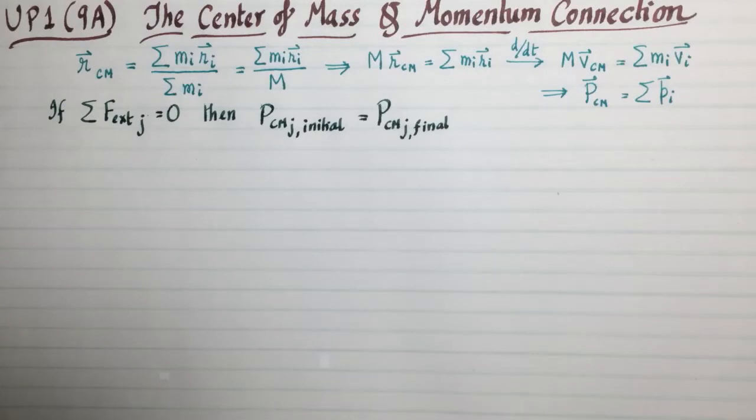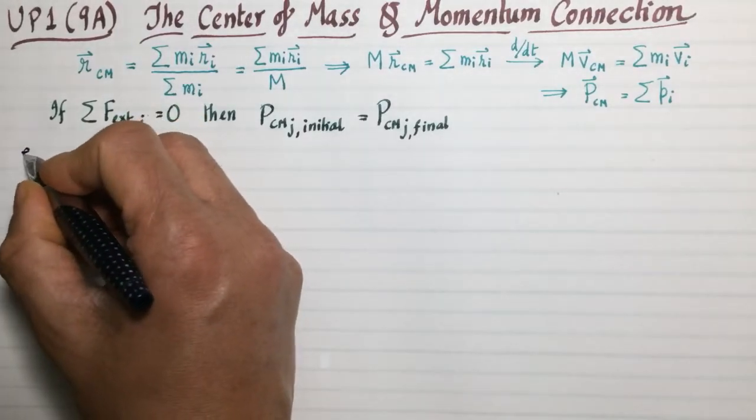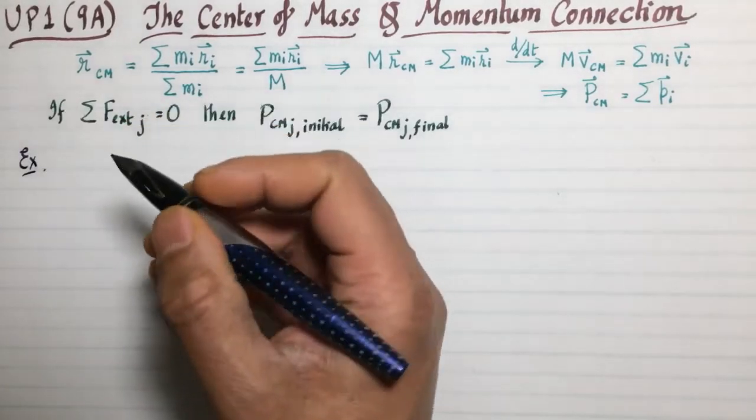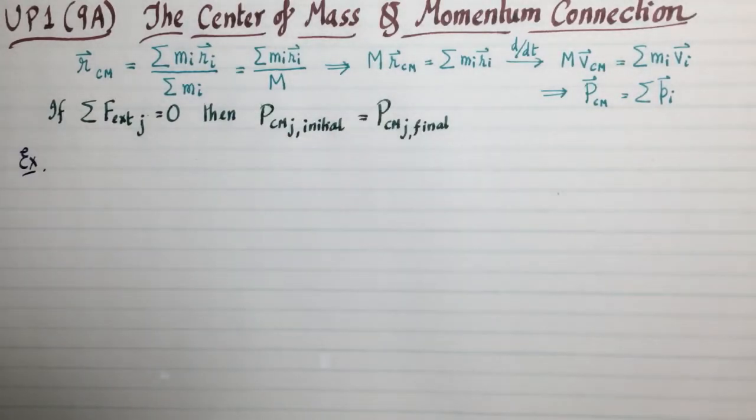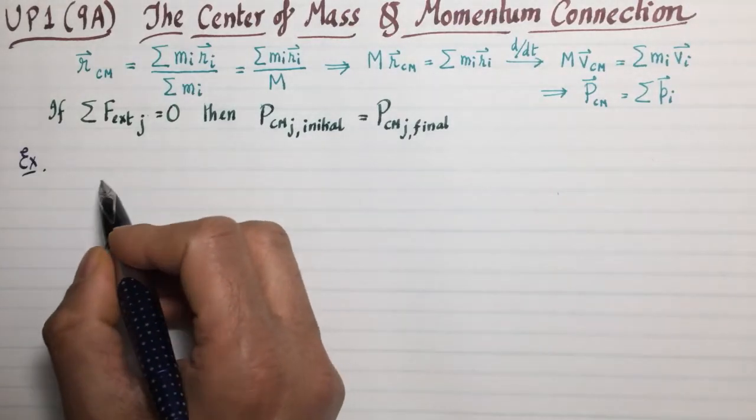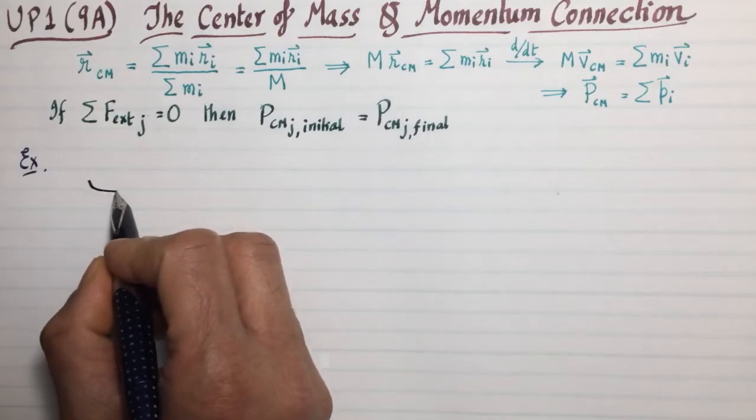Let's take an example. It's best to study this using examples. Let's take an example that you may have experienced in real life. You walk from one end of a boat to the other end of the boat. Now if the water is really still, you will observe that the boat moves back. So that's the canoe problem.